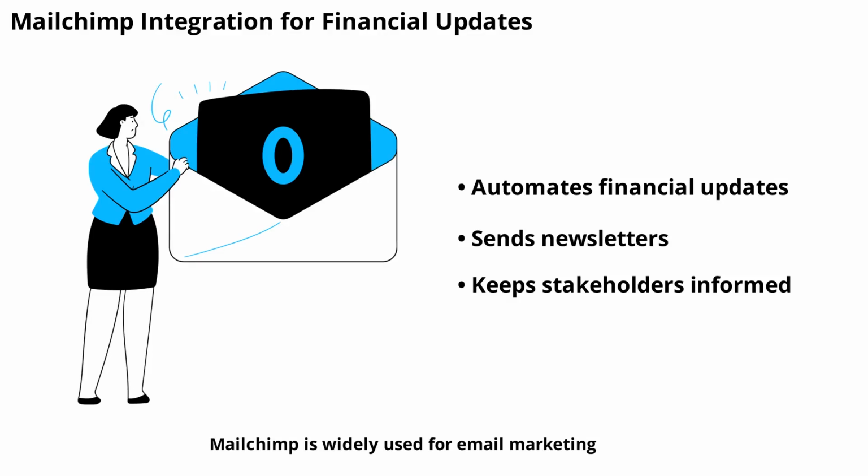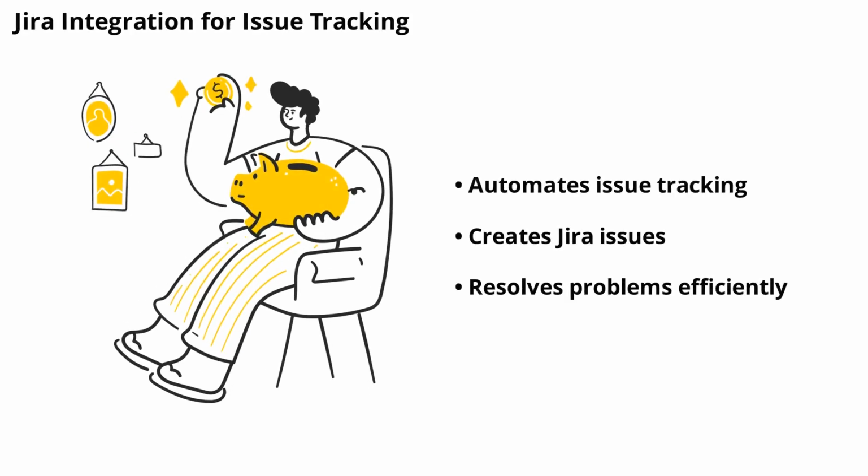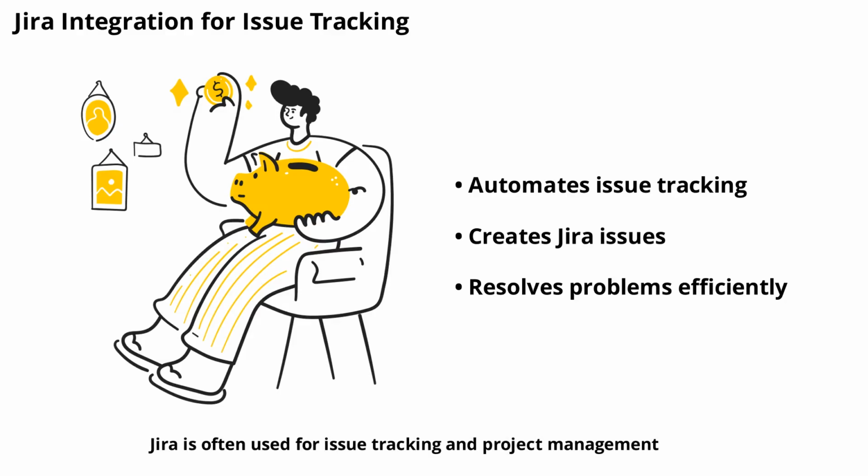MailChimp is widely used for email marketing, but finance teams can use it to send automated financial updates, newsletters, or reminders. Power Automate can trigger MailChimp campaigns based on financial events, ensuring stakeholders are always informed about important changes or deadlines. Jira is often used for issue tracking and project management.